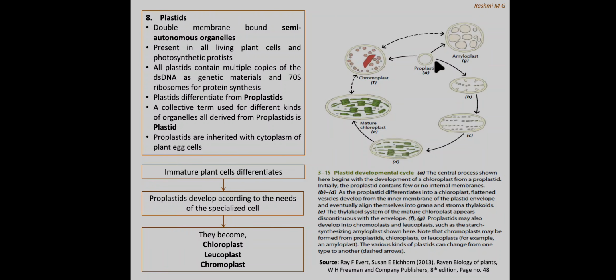Proplastid can also become leucoplast, which is colorless, and these leucoplasts are of three types: amyloplast, eleoplast and proteinoplast. Here amyloplast is the storage organelle of starch in the plants. So proplastid can become leucoplast. There is another deviation from this image.